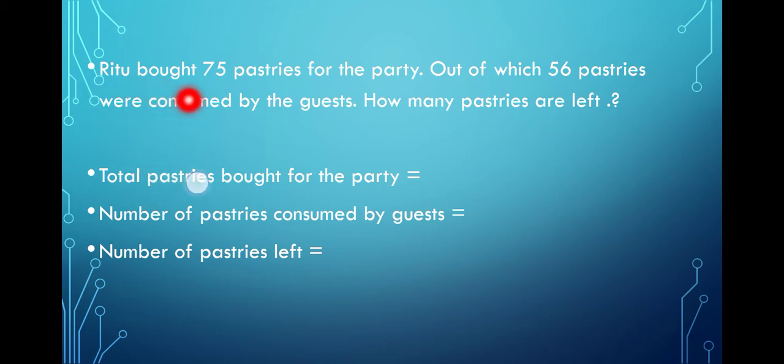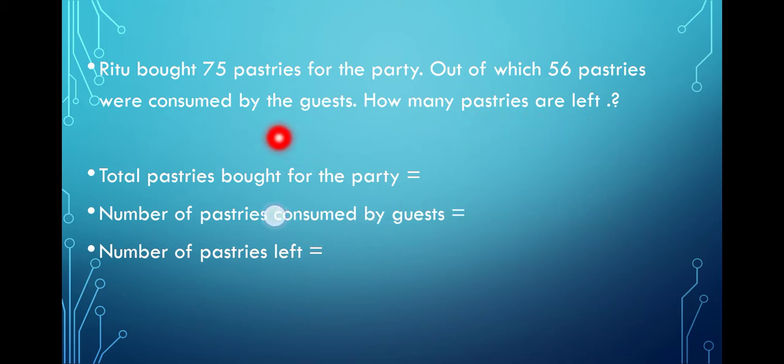Ritu was having a party in her house, so she bought 75 pastries. Out of which 56 pastries were consumed by the guests. Consume means the guests have eaten. So 56 pastries were already eaten by the guests. Then how many are left?